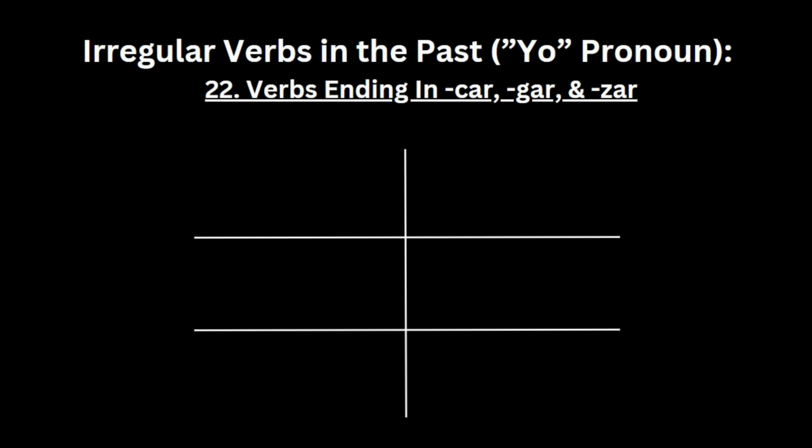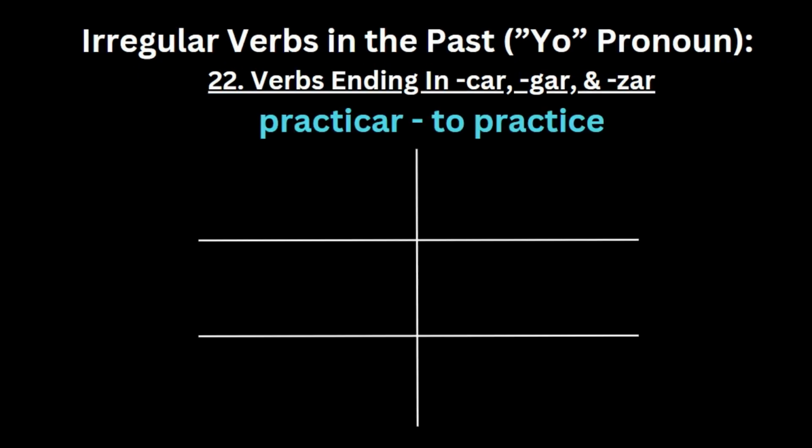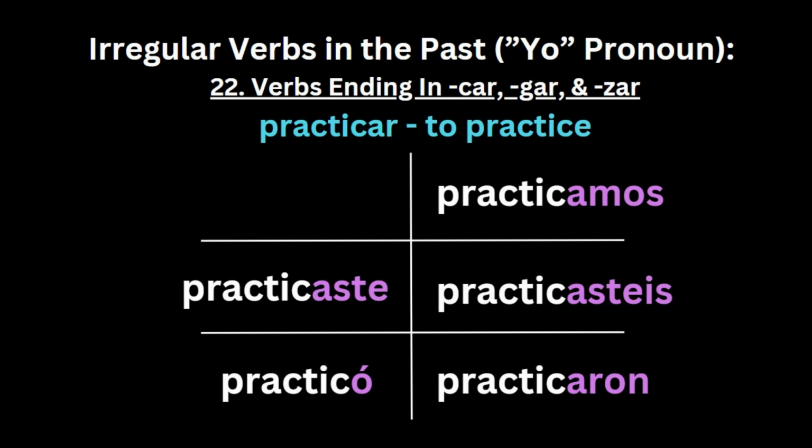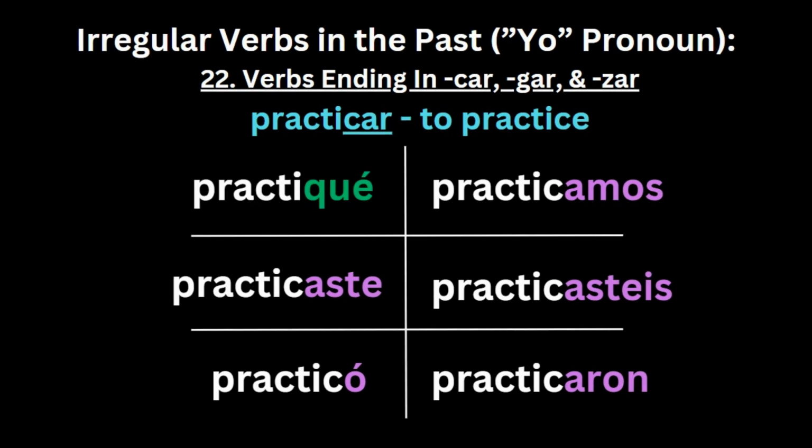At first, there are the verbs ending in car, like practicar, and while this verb follows the normal conjugation pattern for AR verbs in the past simple, it's only irregular in the yo pronoun, ending in que, meaning yo practiqué, which is I practiced. In case you see any other verb ending in car and you want to use it in the yo pronoun in the past, remember to simply change it to que.